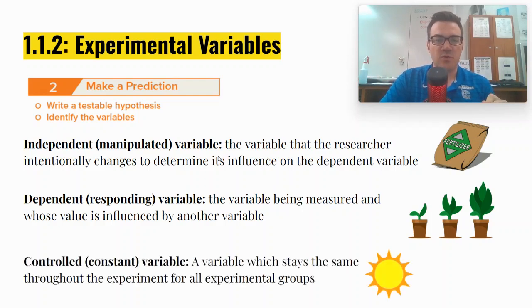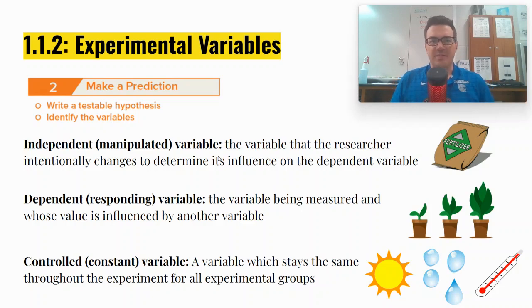And then you have controlled or constant variables. These are variables that you need to keep constant and control for in every experimental group, every trial run. So for example, with the fertilizer example, how much sunlight they're getting, how much water they're getting, the temperature of the environment, a whole host of other factors you could probably think of as well. But these are all things that you would want to have the same, kept constant, right? You're controlling for those.